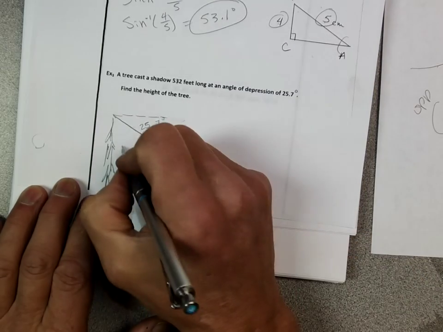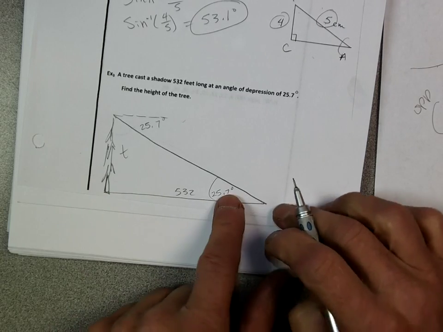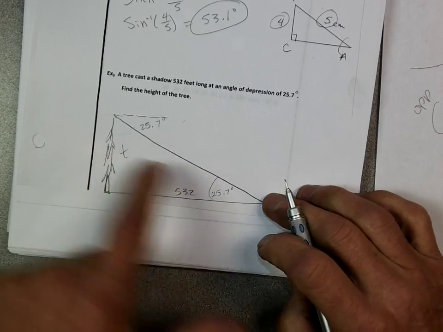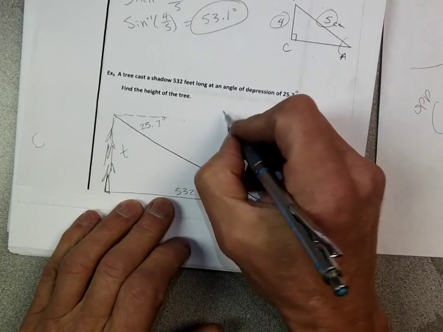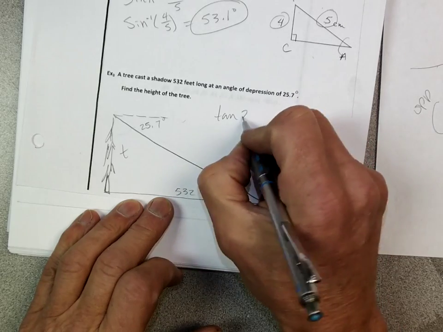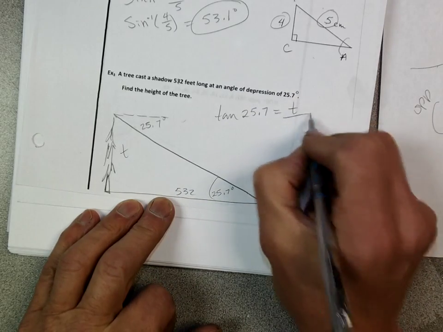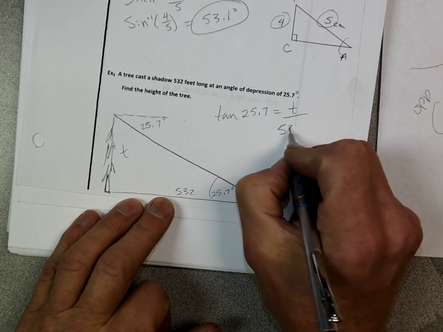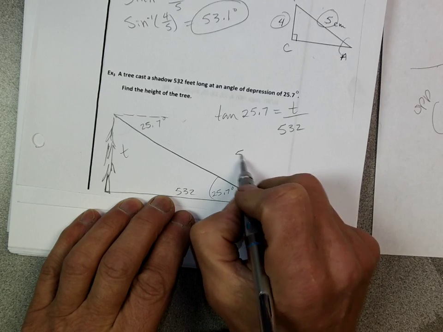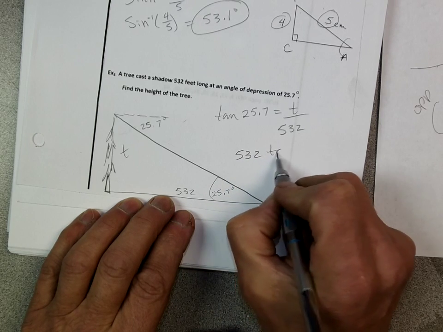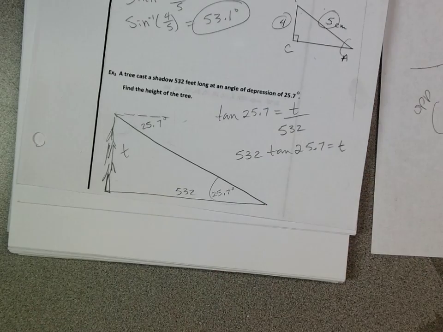Let's call this T for tree. From the angle, that would be my opposite side, and that's my adjacent side, so we're just going to set up tangent. Tangent of 25.7 is equal to my opposite, which is T, over my adjacent, 532. We'll multiply up the 532. 532 times the tangent of 25.7 equals T.